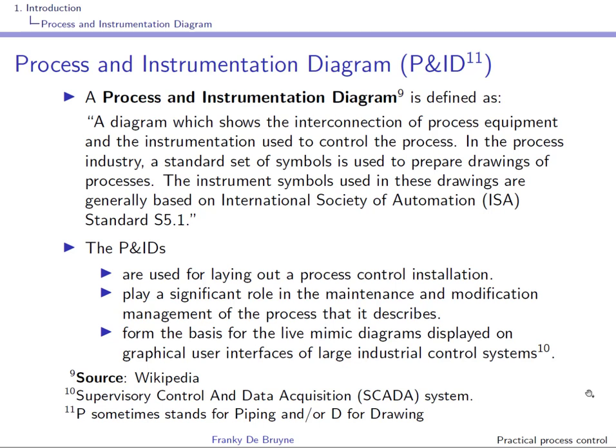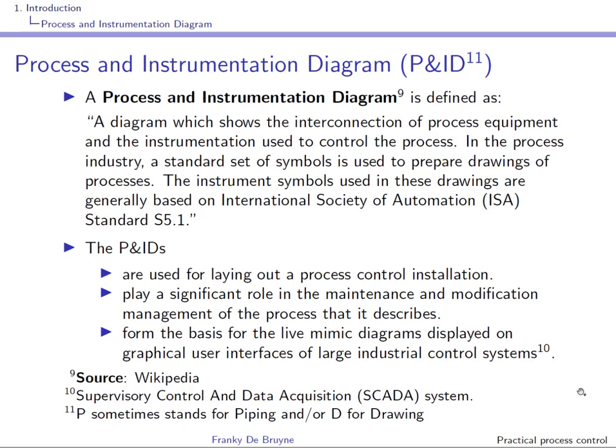The P&ID is a diagram which shows the interconnection of process equipment and the instrumentation used to control the process. In the process industry, a standard set of symbols, and we'll talk about that later, is used to prepare drawings of processes. The instrument symbols used in these drawings are generally based on the ISA standard S5.1. ISA stands for International Society of Automation.